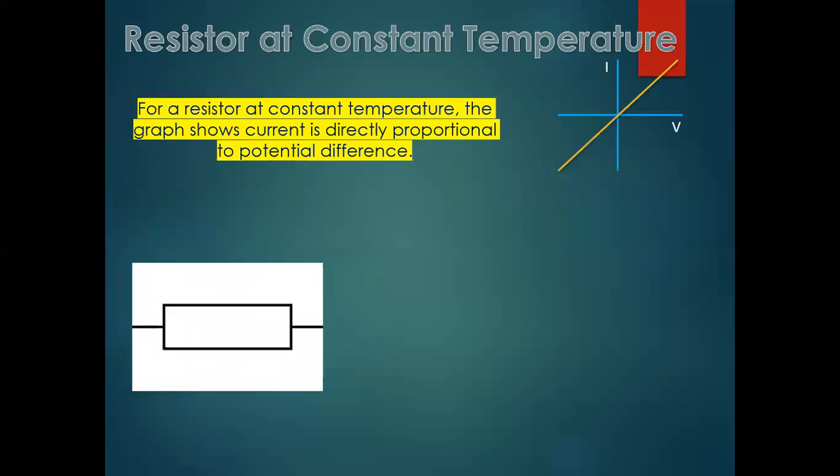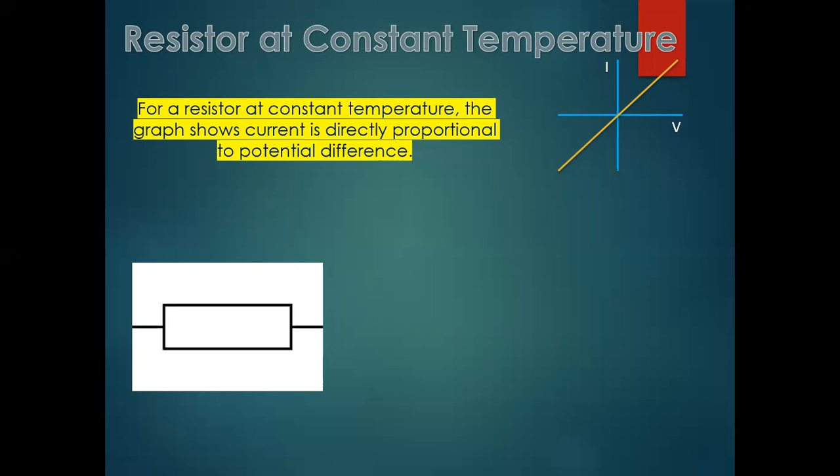So this graph here on the right hand side is a very familiar graph. This is a normal resistor. This is what a graph would look like with a normal resistor. As you can see there, it's a rectangle with two lines either side. So this is for a fixed resistor at a constant temperature, meaning the temperature doesn't get any higher, doesn't get any lower. The graph shows current is directly proportional to potential difference.